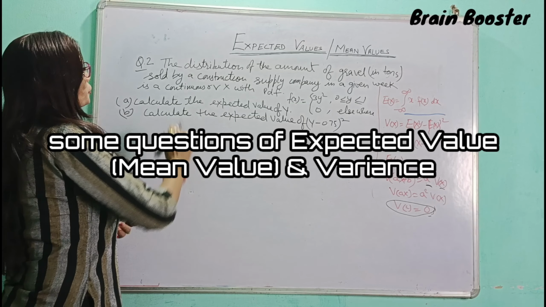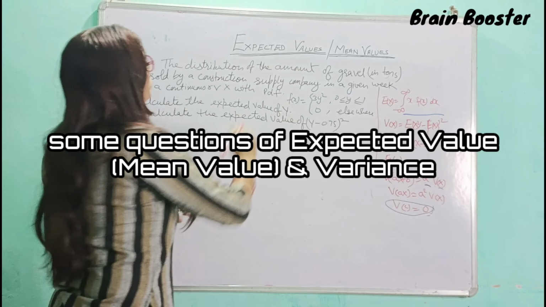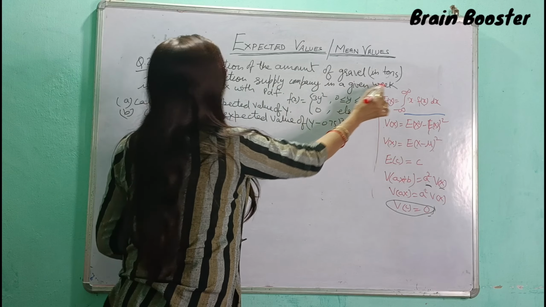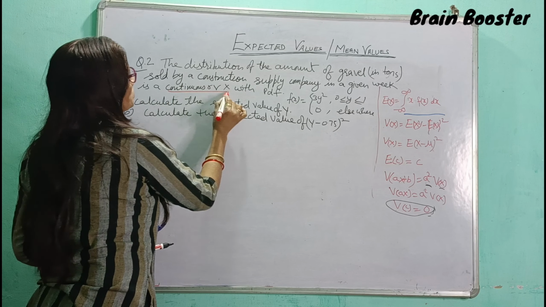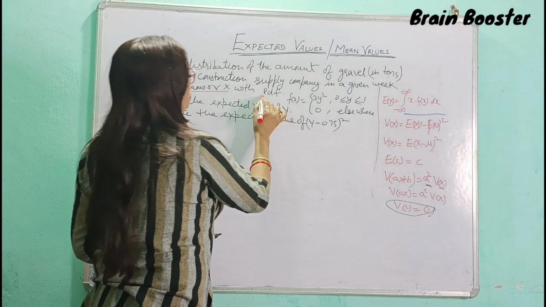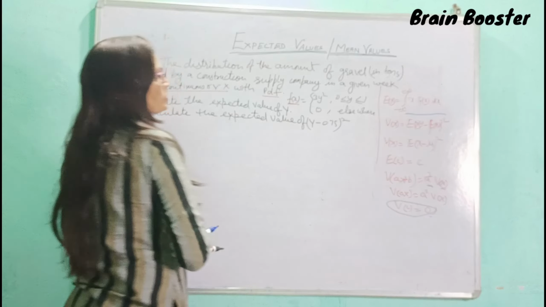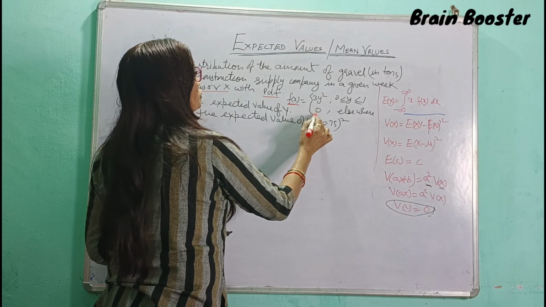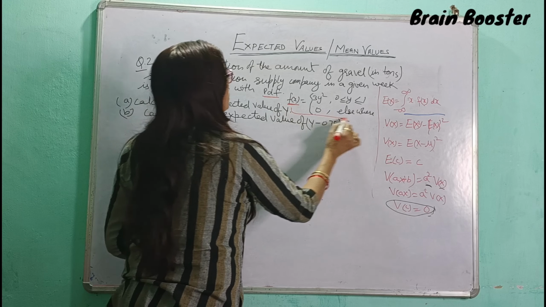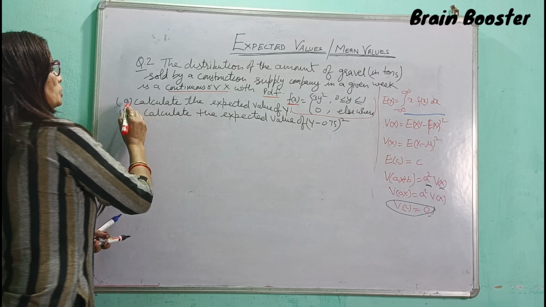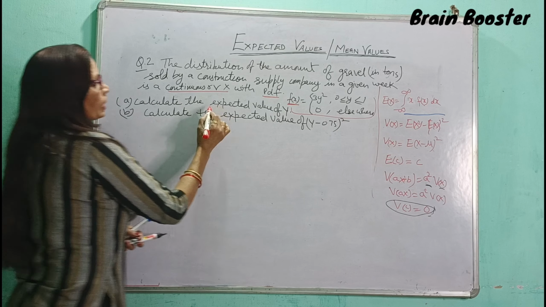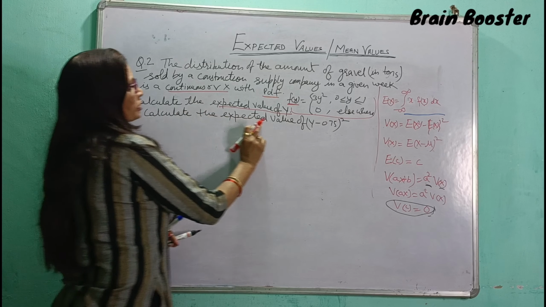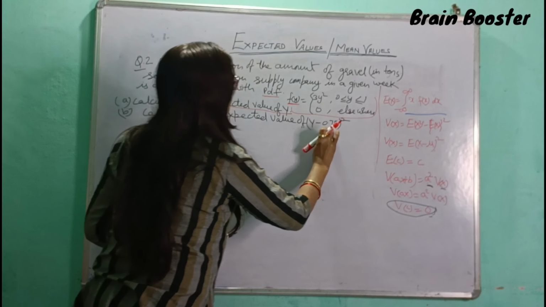Hi everyone. Second question. The distribution of the amount of gravel in tons sold by a construction supply company in a given week is a continuous random variable with PDF. The PDF, small f(y), is given as 3y square for y between 0 to 1, and 0 elsewhere. First, in part A, you have to calculate the expected value of Y, and second, in part B, calculate the expected value of (Y minus 0.75) whole square.